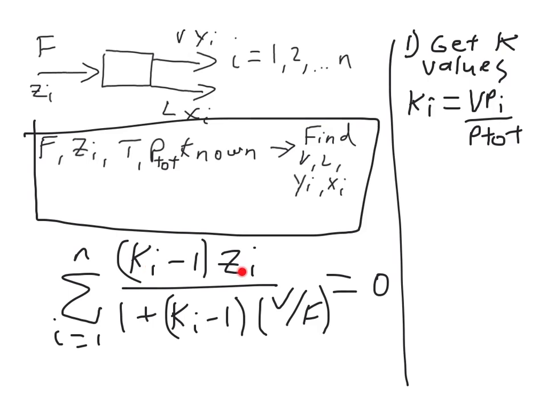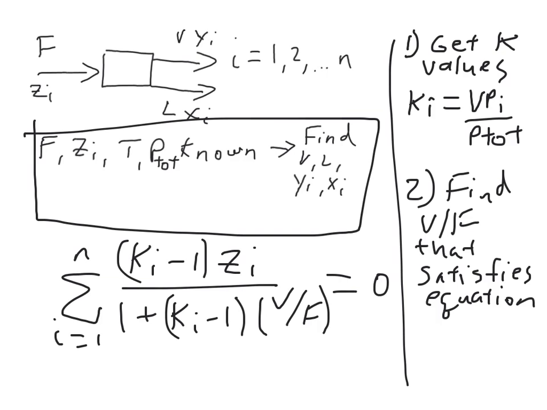So we know the K values. At this point, we know the Z values. What are we going to do next? Next, we're going to take this equation and find the V over F value that satisfies it. So we're solving for the variable V over F in this very nonlinear equation. We can do this again using plug and chug, Excel, whatnot. So we go through some iterations and we find the V over F that satisfies this equation.